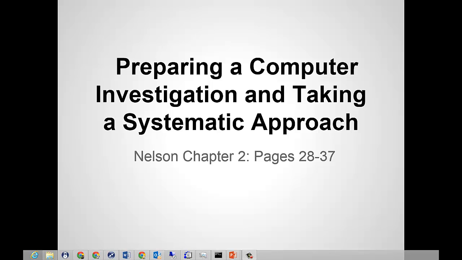So we are now getting into chapter 2, Nelson chapter 2, our textbook, and we'll be covering about 10 pages today. The chapter is entitled Understanding Computer Investigations, and in the beginning of this chapter we talk about how to prepare a computer investigation and how to actually do the investigation in a systematic way. So let's take a look.